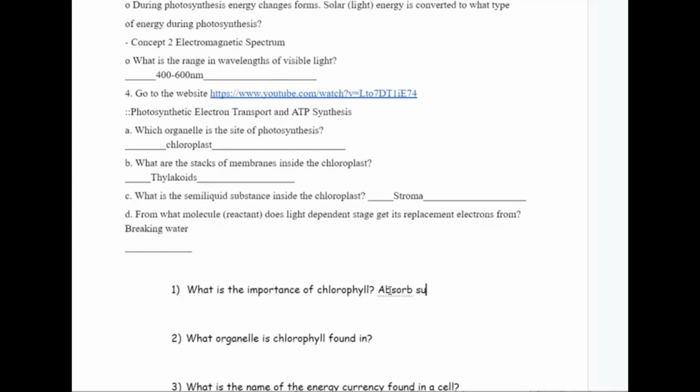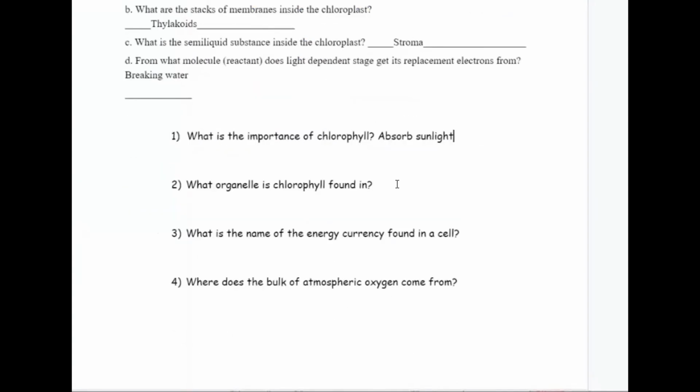Absorb sunlight. That's how it's a little conversion thing. All right, what organelle is chlorophyll found in? The chloroplast. What is the name of the energy found in the cell? It's ATP. Where does the bulk of the atmospheric oxygen come from? Actually, I kind of told you it comes from the ocean, but it definitely comes from plants.